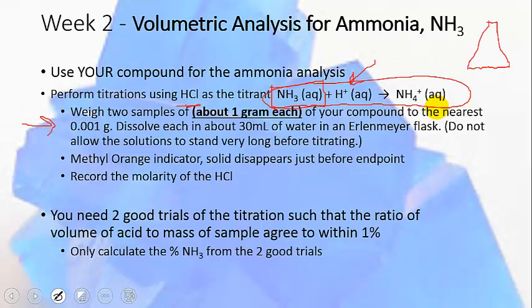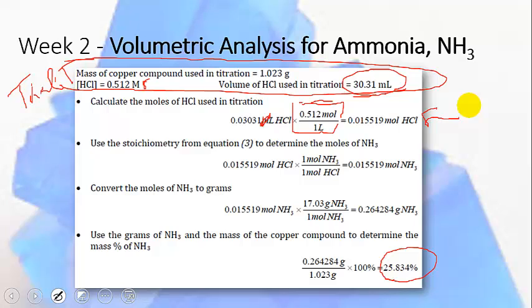In our balanced equation that I gave you here, you can see that it's a 1-to-1 ratio of ammonia to HCl. So moles of HCl equal moles of ammonia. Then you can convert your moles of ammonia into grams. You know how to do this. You can just multiply by the molar mass of ammonia.